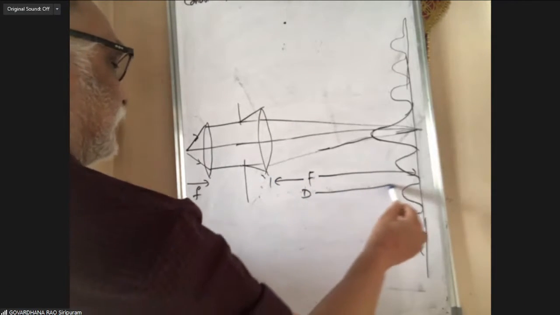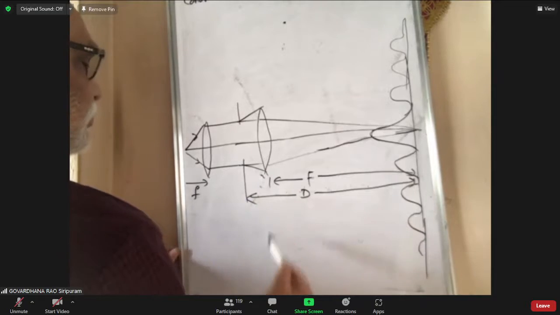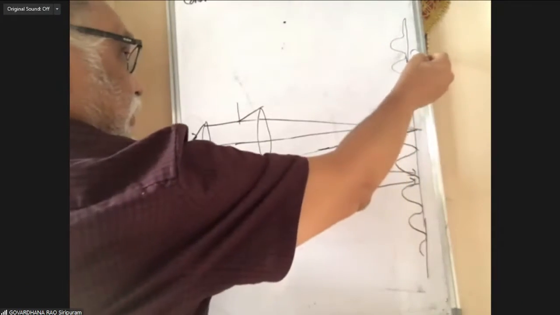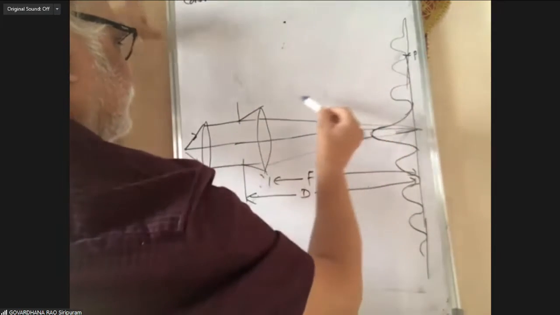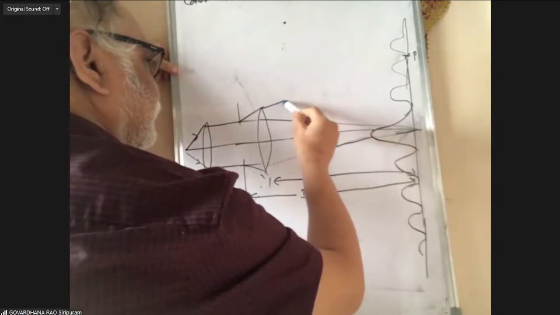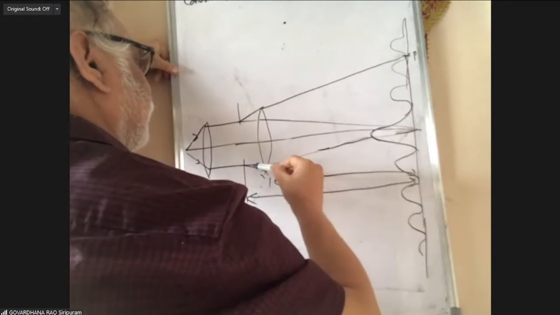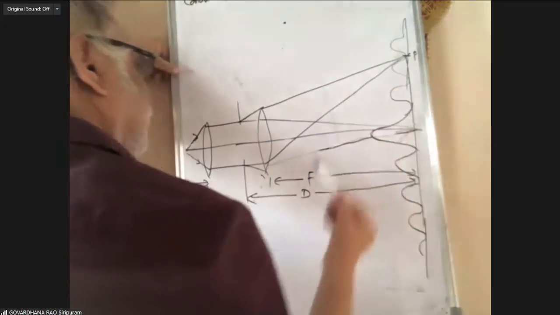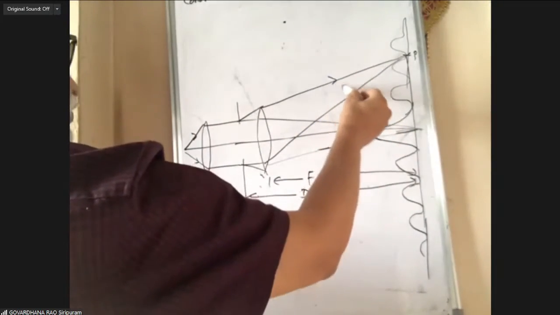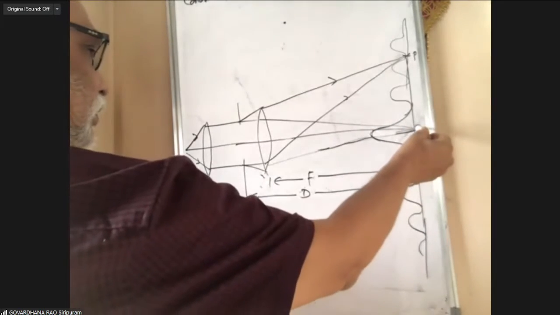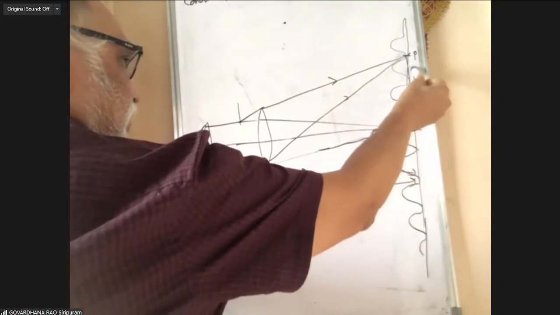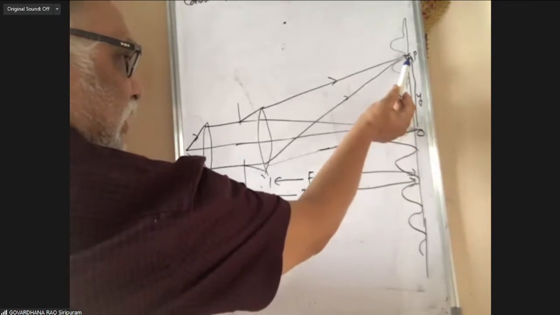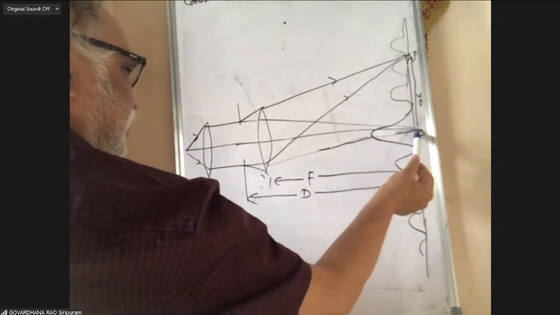And here is a capital D. Okay? And we are talking about any one point, some point P. This is a point P where you are getting the minima, this is the Y. Y is the distance of the nth minima from the center of the screen.